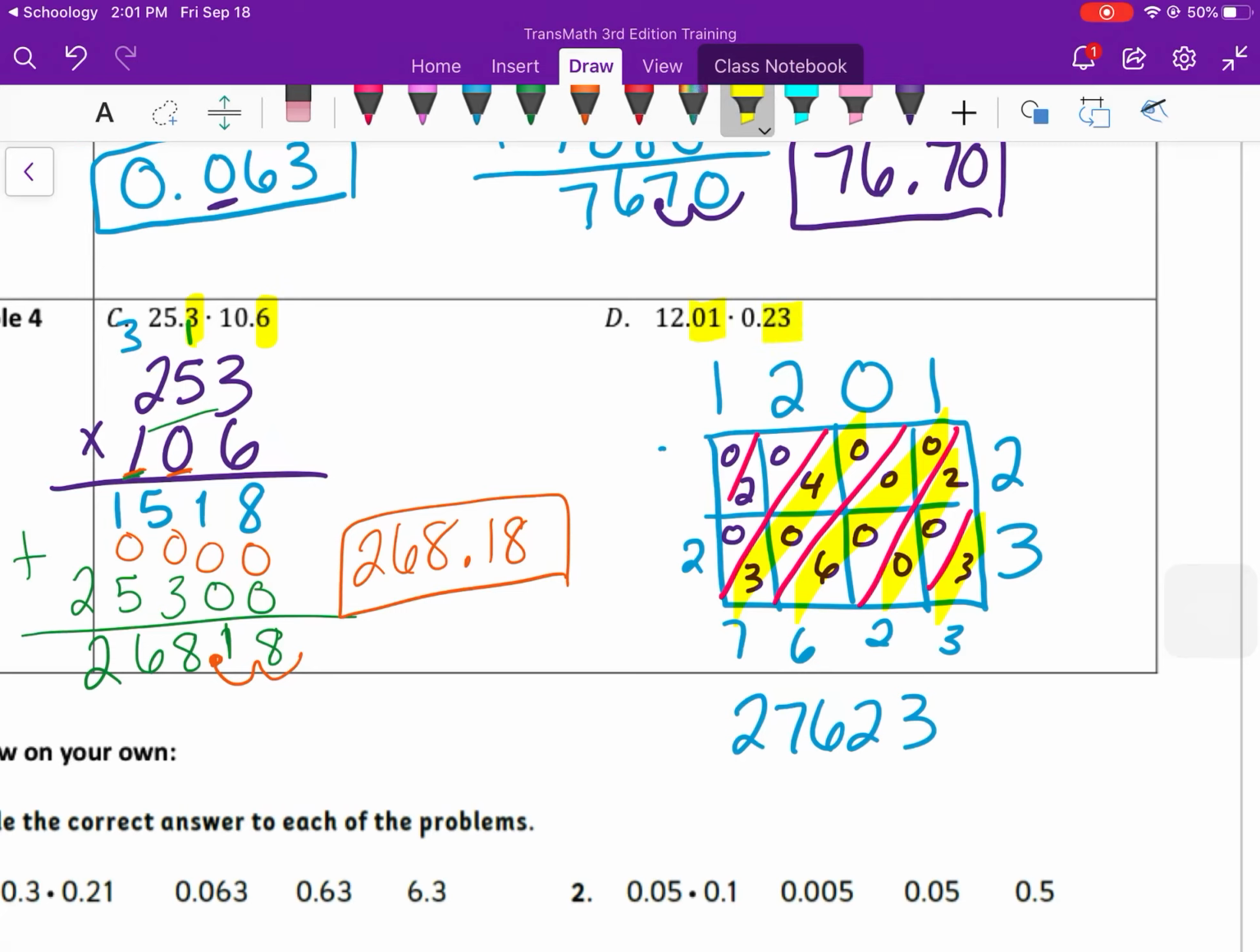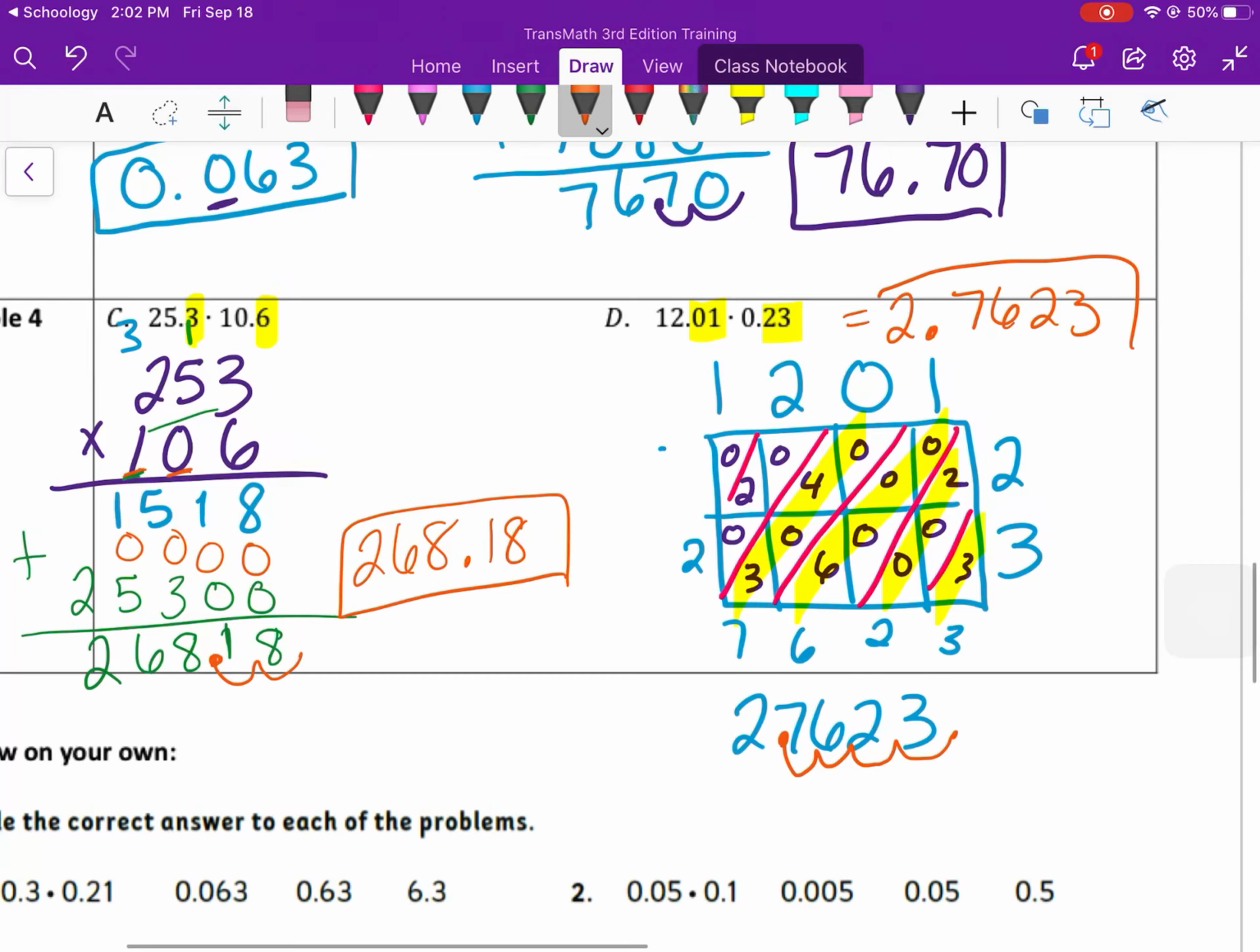Then count the decimals. We have 2 decimals there and 2 decimals there, so a total of 4. So from the end, you go back 1, 2, 3, 4 places and place the decimal. So the final answer would be 2.7623.